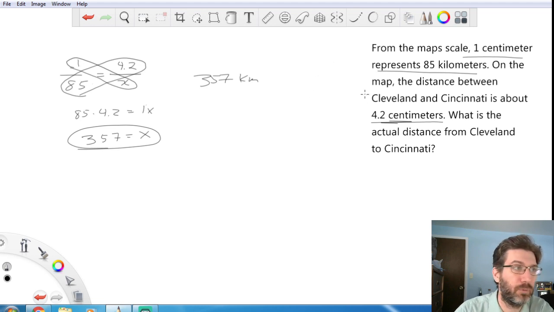But again, you just set up the proportion and solve. That's how the forms are going to work.